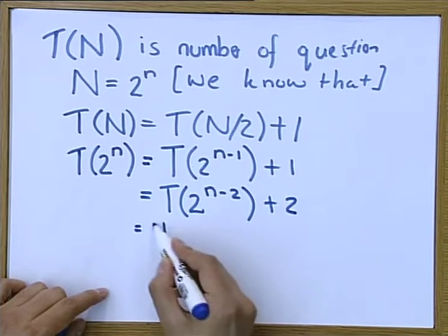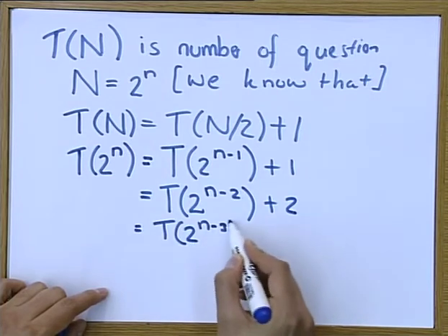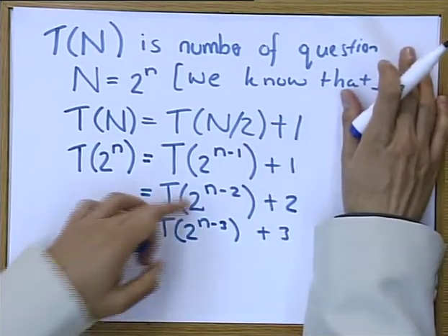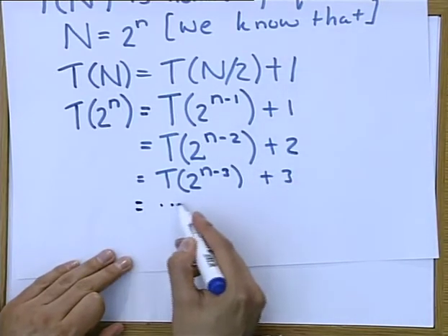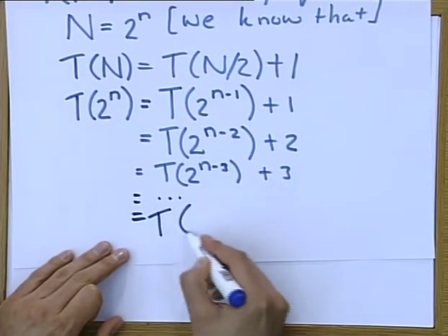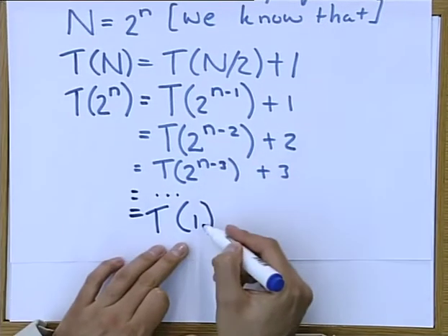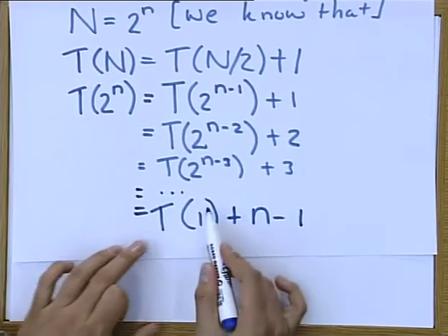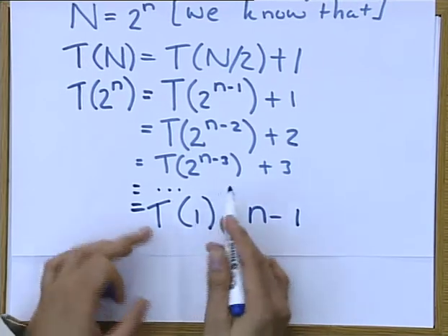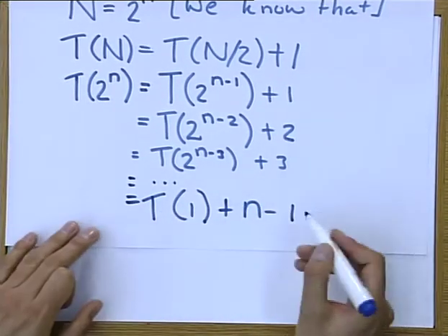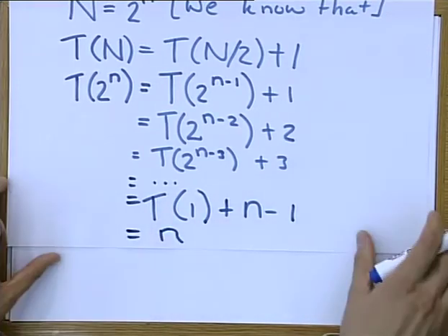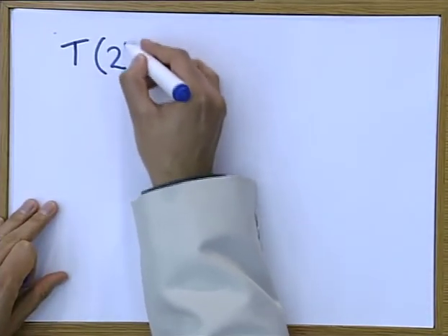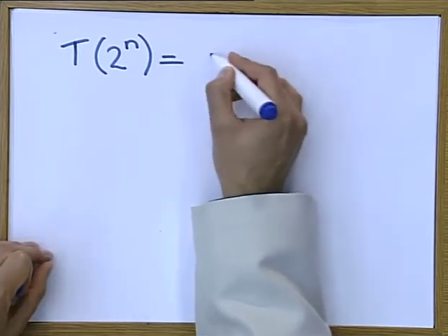And I can of course write it out another time, 2 to the power of n minus 3 plus 3. I'm just applying this over and over again by taking out another question and halving the interval. So I can do that many times until I get to something like t to the 1. I can do this all the way until 1 plus n minus 1. And of course we know that this should be 1, since if it's 1, then we've just asked one question. 1 minus 1 is 0. So this is equal to n.